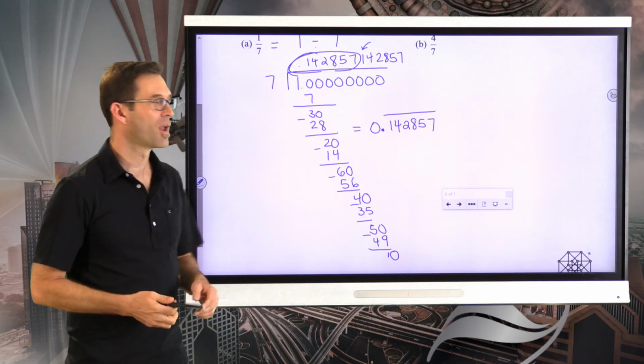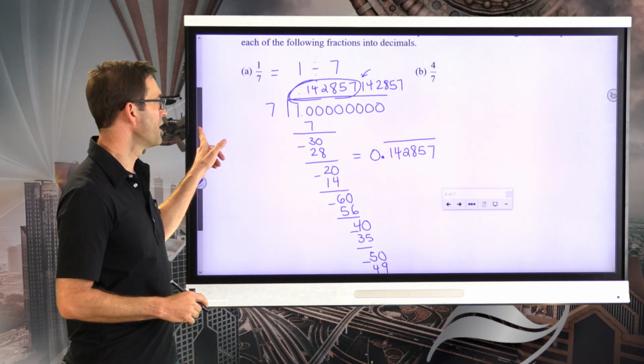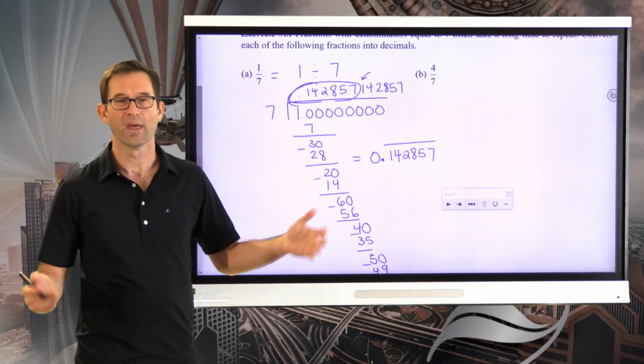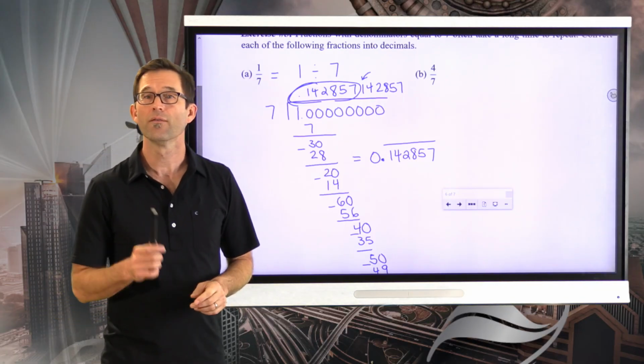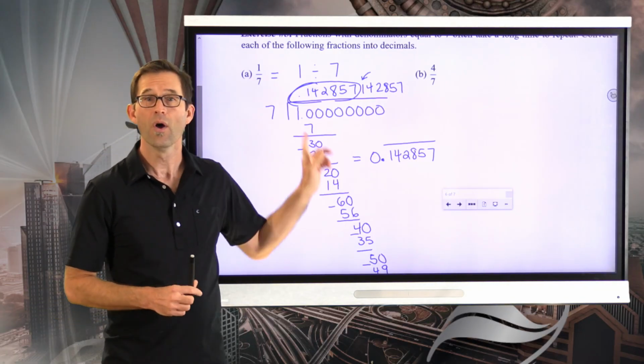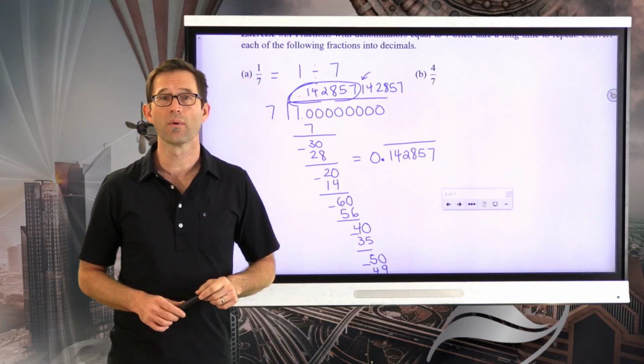All right, anything with a denominator of 7 other than 7 divided by 7 is going to be kind of ugly, or any multiple of 7. So why don't you go ahead and try to convert 4/7 into a decimal. Watch for it to take about this long to repeat.